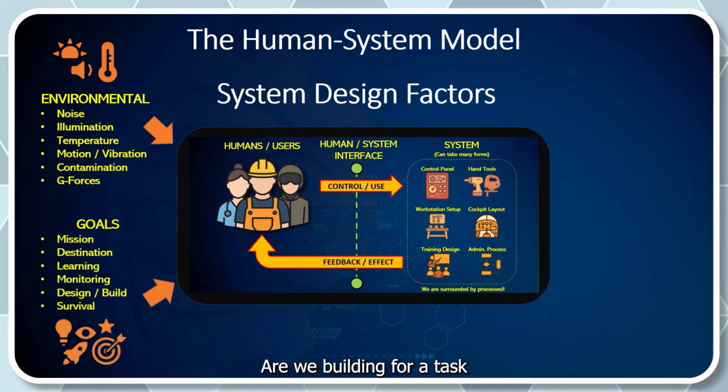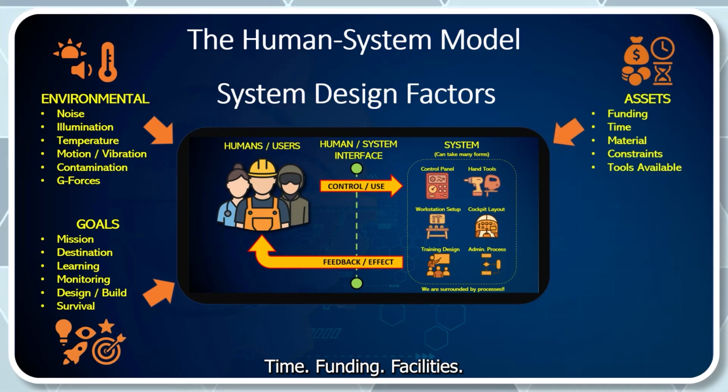Are we building for a task that requires accuracy, speed, precision, monitoring, or even survival? Well, the design has to match the system's mission. Then there are the assets: time, funding, facilities, available labor, tools and materials. These determine what's possible and the trade-offs that we have to make in designing the system.